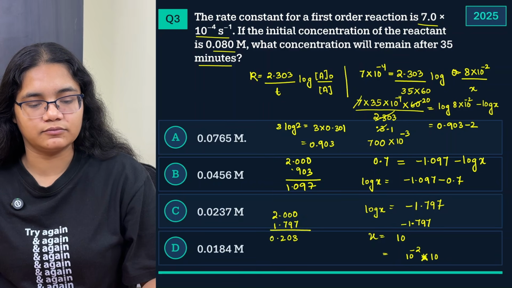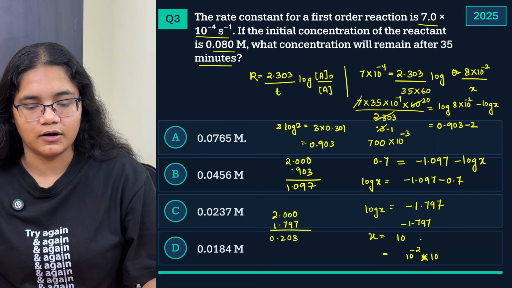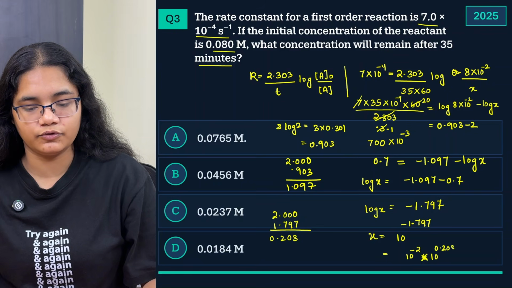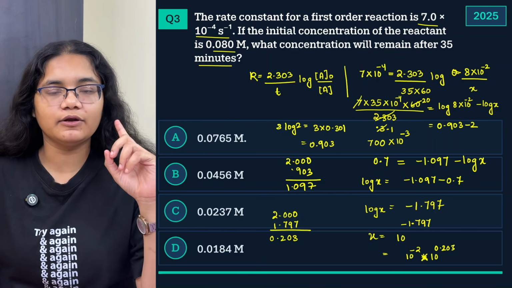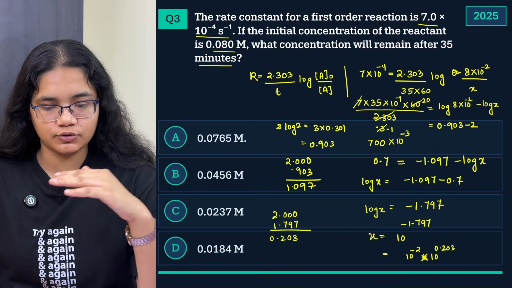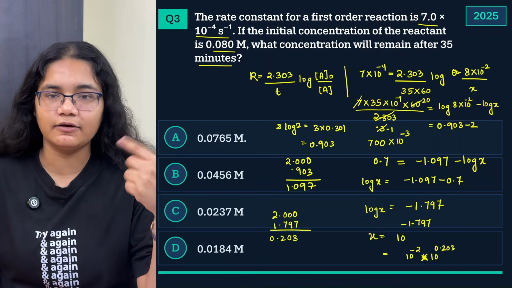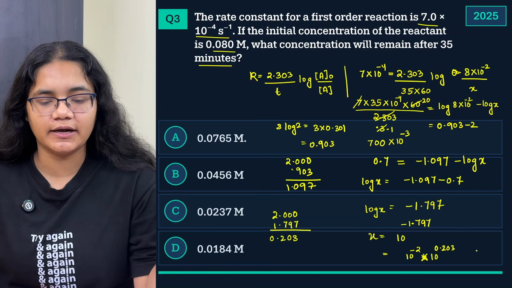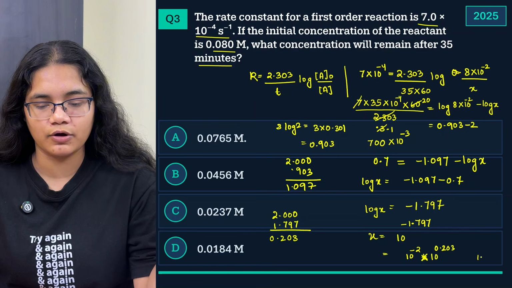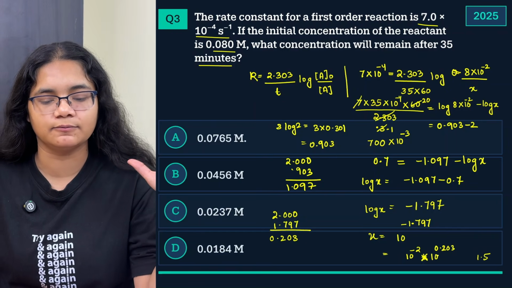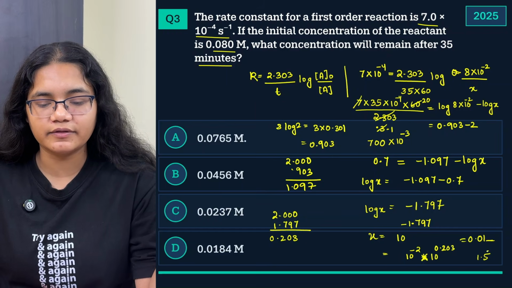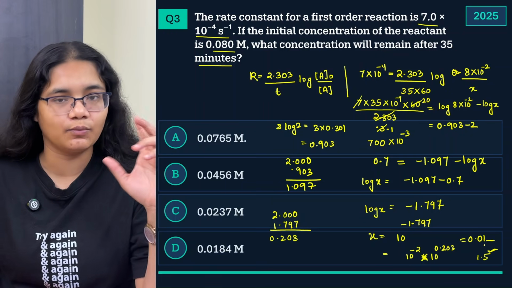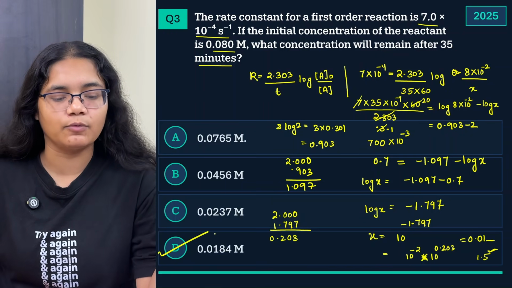So 10 minus 7 is 3, 9 minus 7, 2. Then I have 0.203. So now we have to find a number whose log value is 0.203, right? Now we know that log 2 will be 0.301. So this number should be somewhere less than 2. Okay, so let's assume that it is log 1.5, for example. Then 10 to the power of minus 2 will be somewhere equal to 0.01 something, right? We don't know this number exactly, but we know that it has to be 0.01 something. So that means your answer will be option number D here.